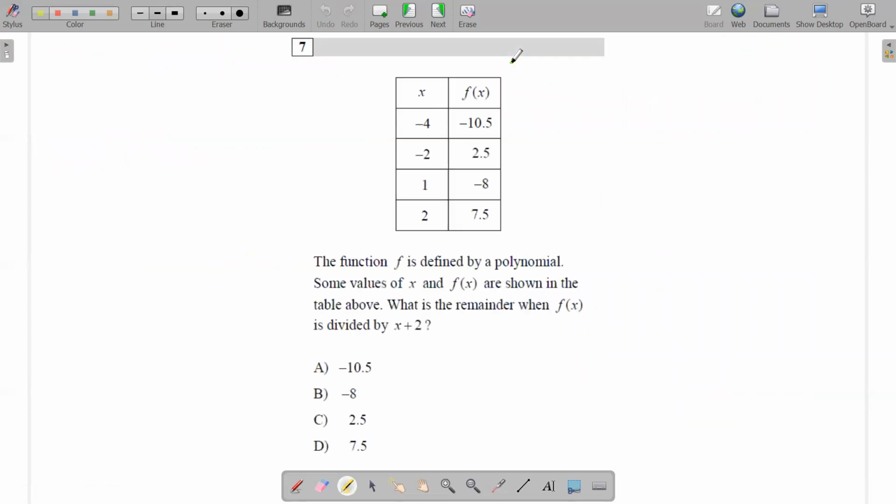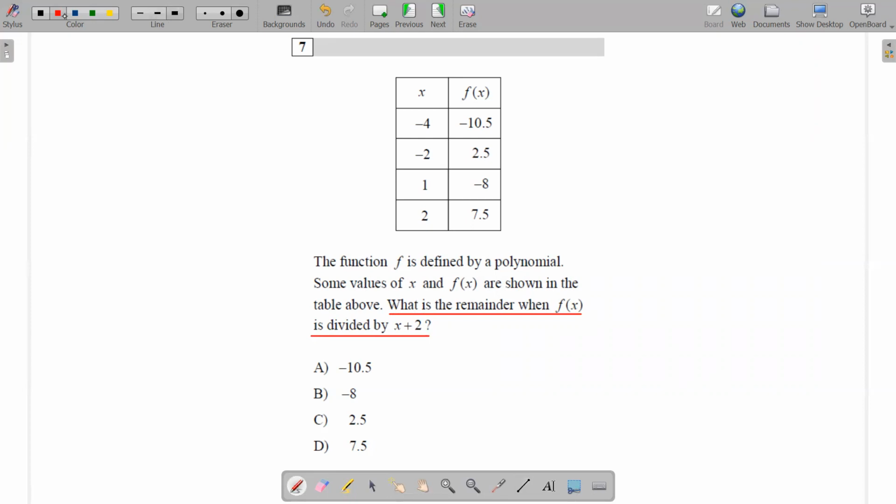Since this is clear, a question like this one all of a sudden becomes very easy. What does the question ask? The question says, the function f is defined by a polynomial. Some values of x and f of x are shown in the table above. What is the remainder when f of x is divided by x plus 2? Here, they want us to find the remainder for f of x when it's divided by x plus 2.